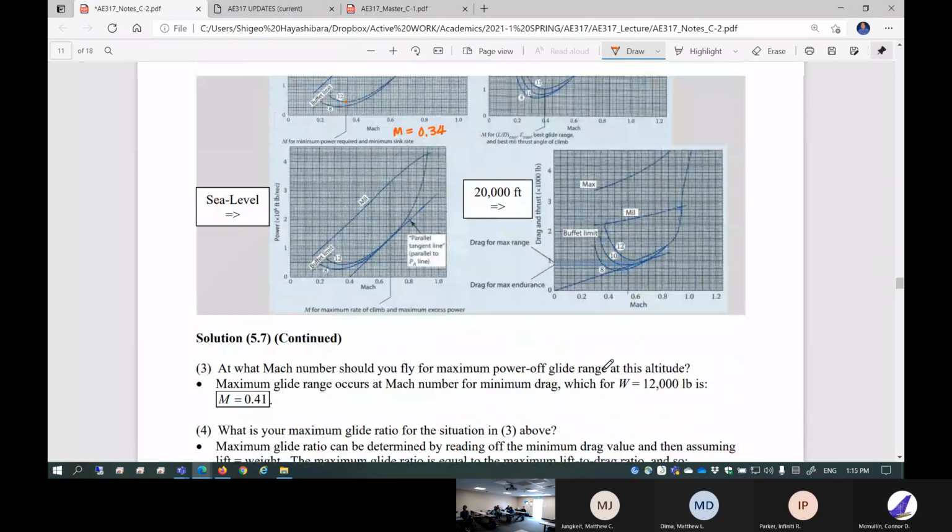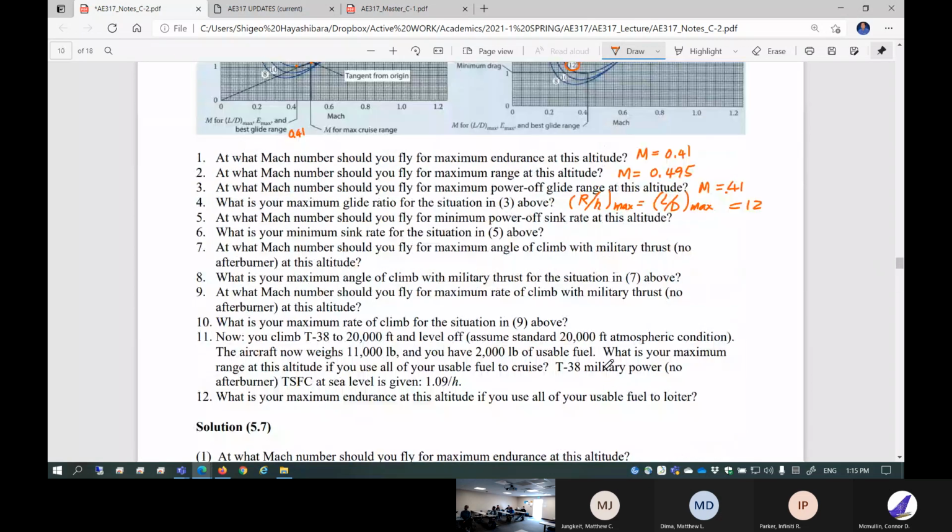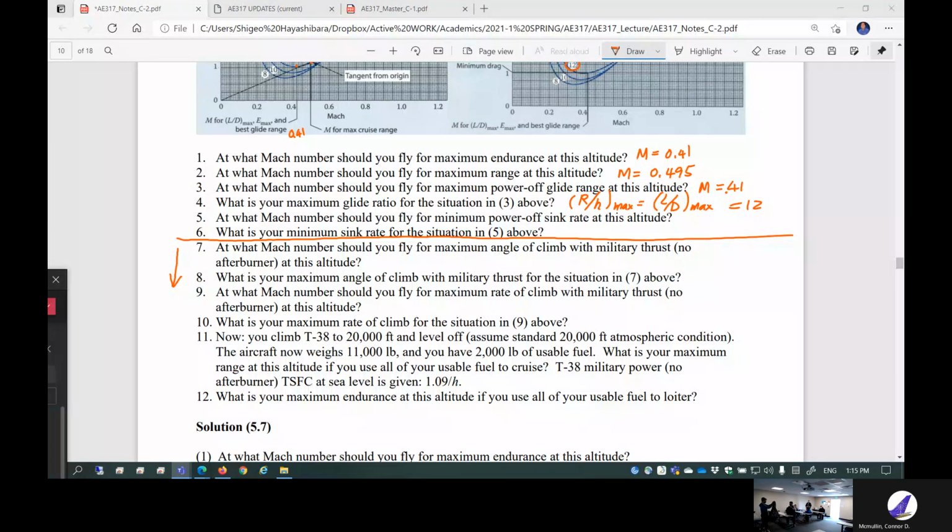Okay, so next class, let's just continue. We just went up to here, number 6. Next class, let's take a look at range and then endurance, okay? Just take a look at this example exercise by yourself.